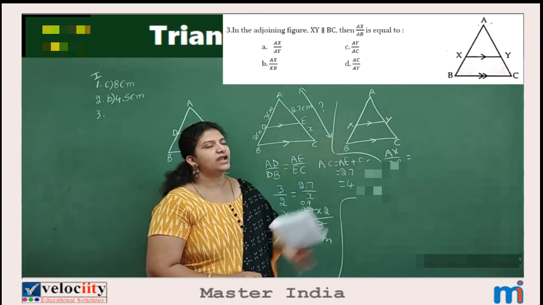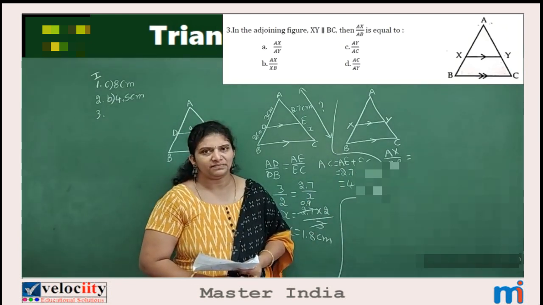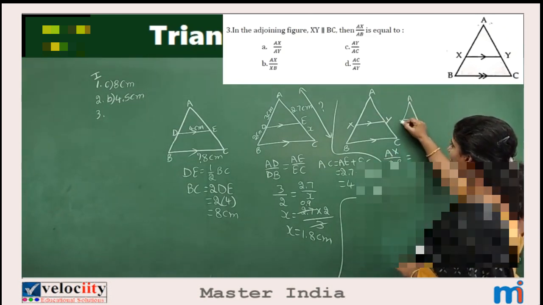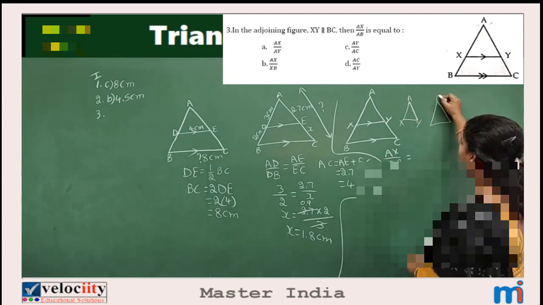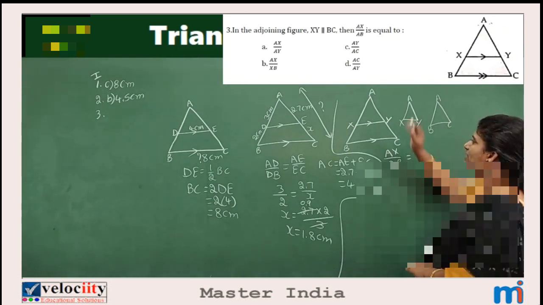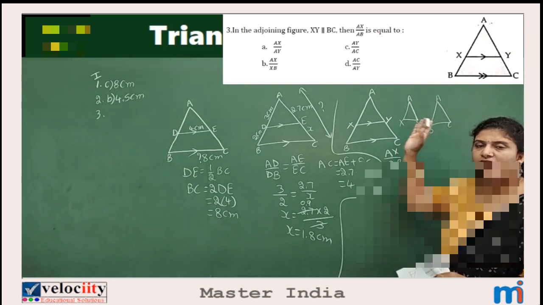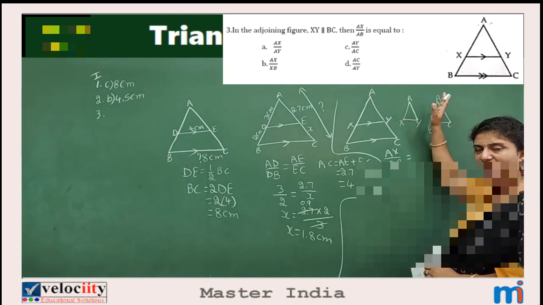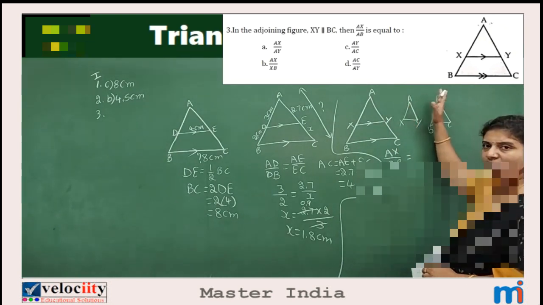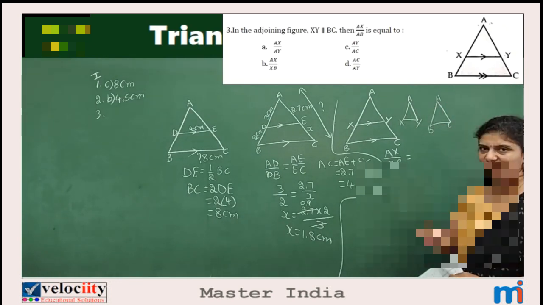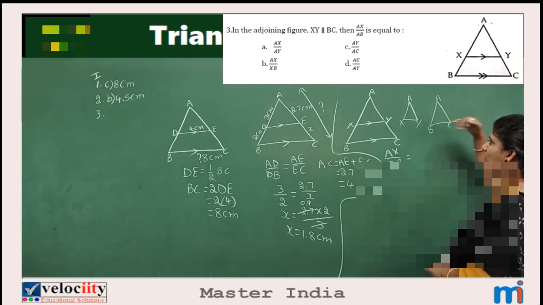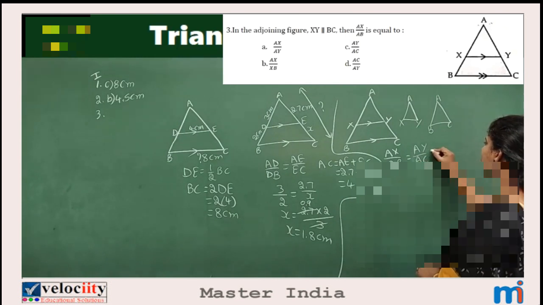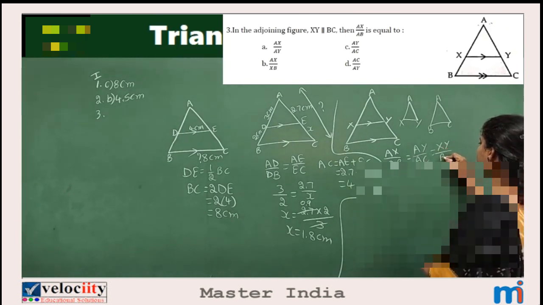So directly I can say your answer is AY by AC. If you want, you can compare the triangles like this. This is a small triangle AXY, and I am going to take a big triangle ABC. AX by AB. Small triangle, one side AX, big triangle, same corresponding side. AX by AB is equal to AY by AC, and also XY by BC. So let me write all the ratios. AY by AC is equal to XY by BC.